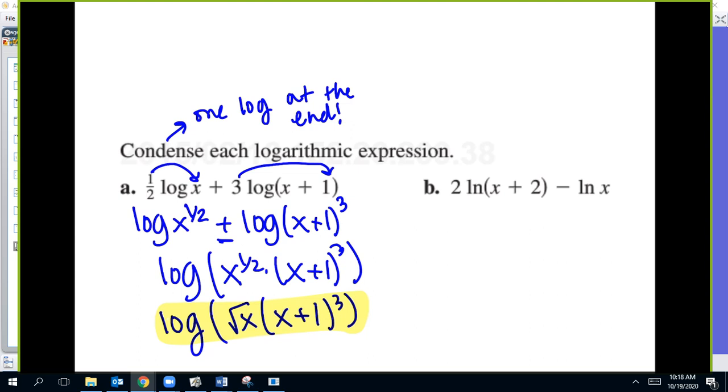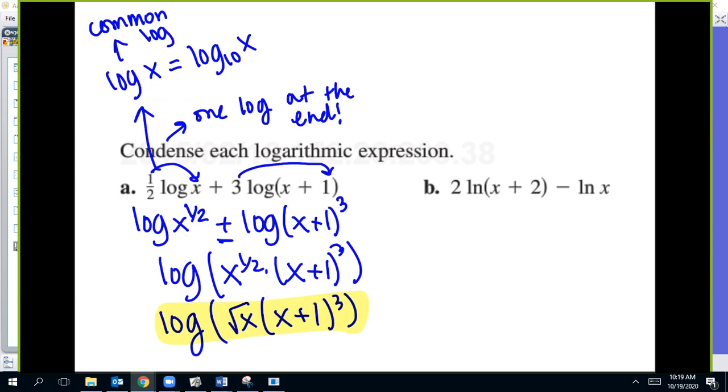Remember, log without a base, I don't know if I've said this yet, but log of x is the same thing as log base 10 of x. This is called the common log. And they have the same base there. So we do the same thing here.